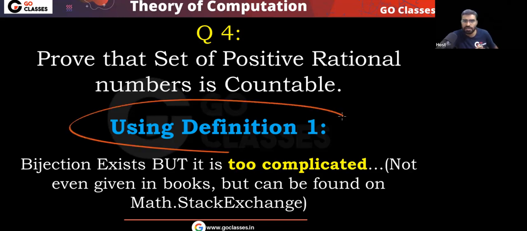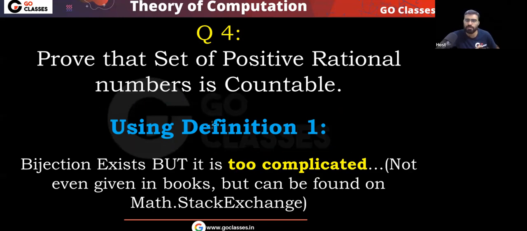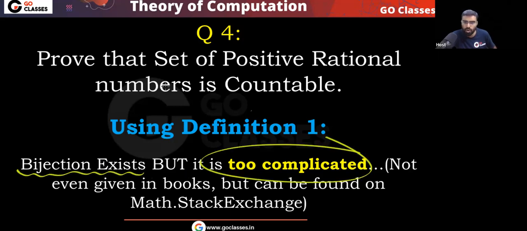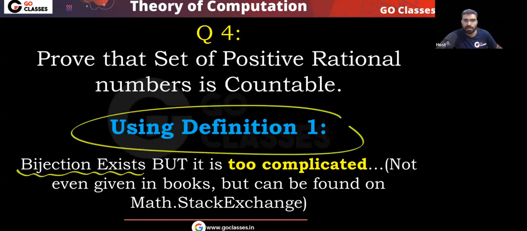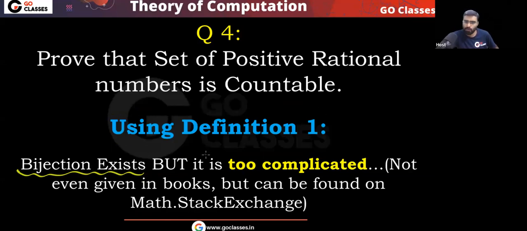So can you notice definition 1 is complicated, right? Agree with me? Definition 1 is complicated. So let me tell you, the bijection exists, but it is too complicated. Books also will not give you. On math.stackexchange you can find it, but you can skip. So using definition 1, of course we can prove it, because the bijection exists, but this is too complicated.